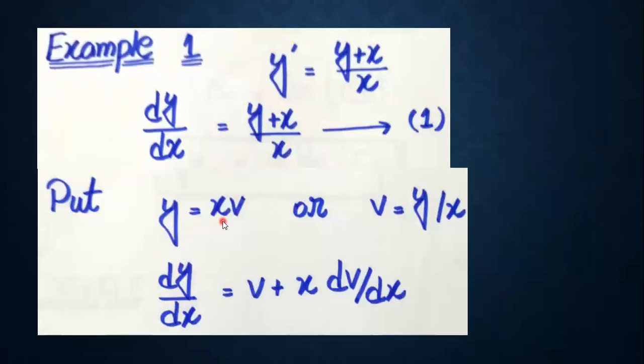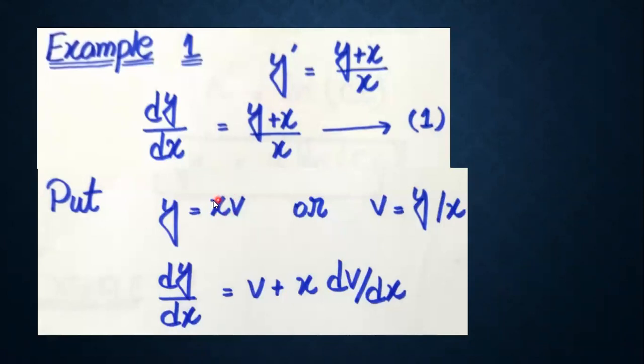On the other side, this is simply the product rule of the derivative, where I took the derivative of x. So dx over dx will give us 1, and we keep the second term as it is, plus the first term x times the derivative of the second, that is dv over dx. Now we simply replace this dy over dx with v plus x dv over dx, and this y with x times v.